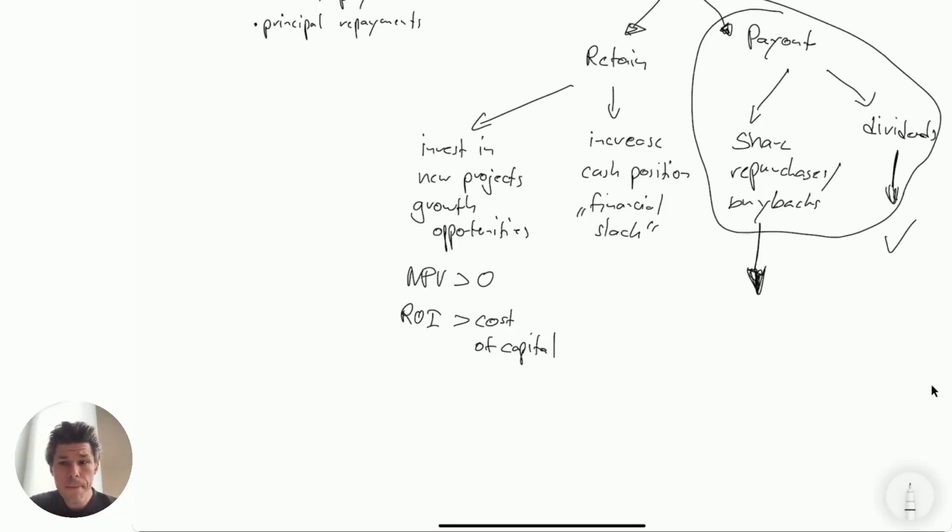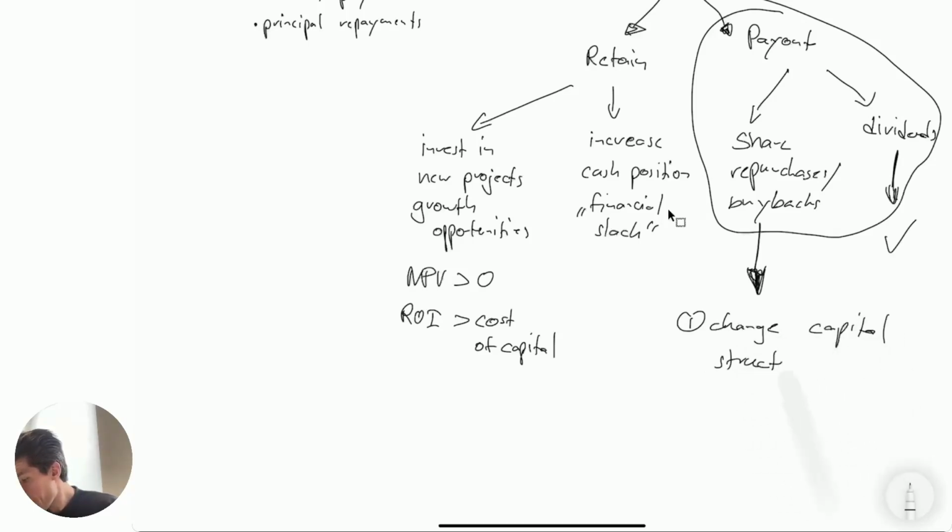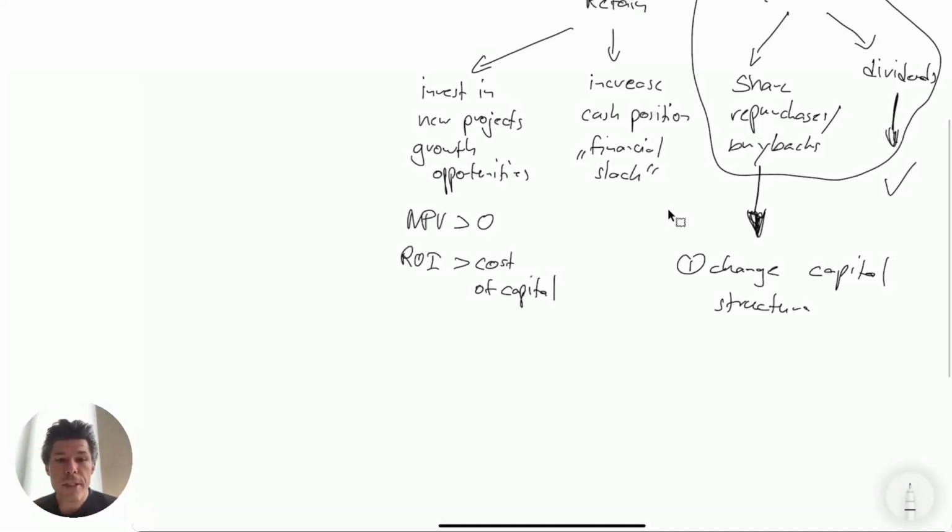Share repurchases are a good way to change capital structure. If the firm has too much equity, you buy back shares and you reduce your equity. So buying back shares increases financial leverage. Second, to reduce excess cash.